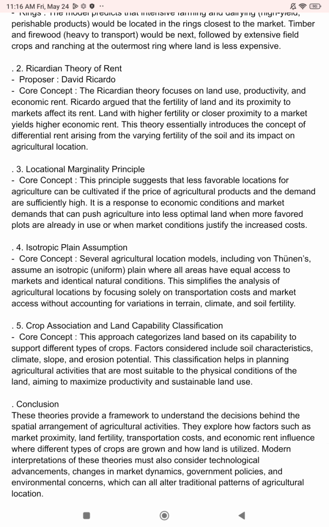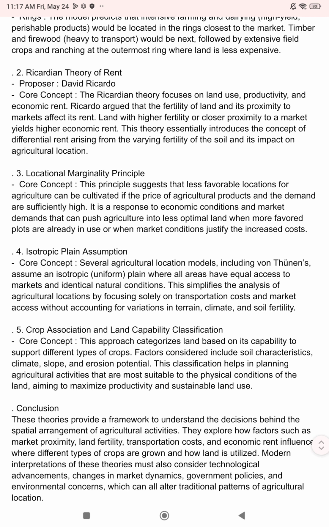The fourth theory is the isotropic plane assumption. The isotropic plane assumption says that the land is isotropic: it is homogeneous, it is flat land, there is equal access to markets, and the natural condition is the same everywhere. This simplifies the analysis of agricultural location by focusing solely on transportation cost and market access without accounting for variation in terrain. So the only deciding factor here is how land will be used based on transportation cost and market access, similar to Von Thünen's.